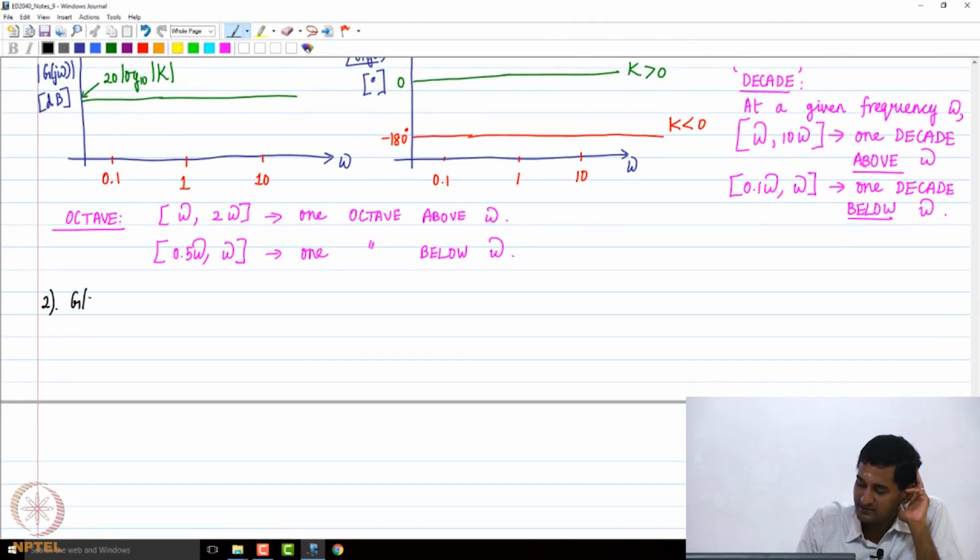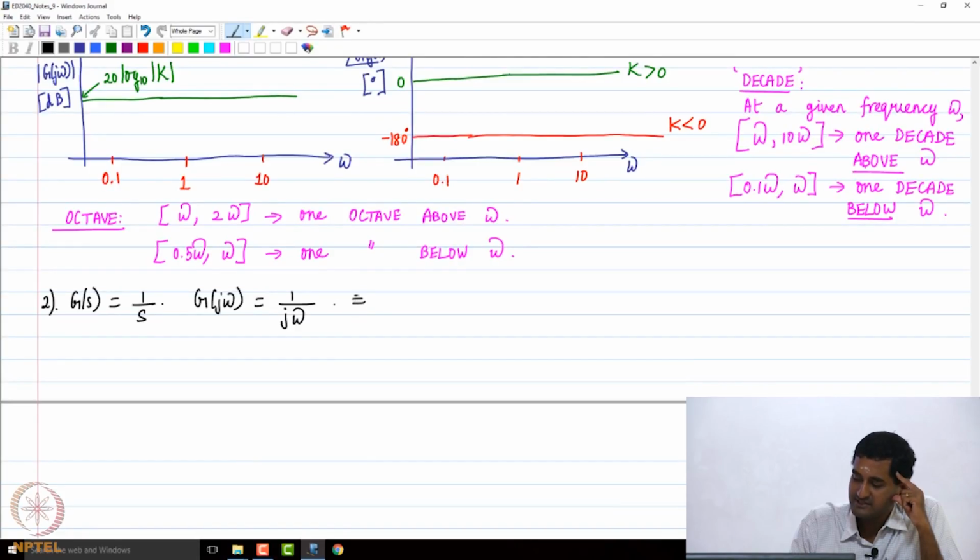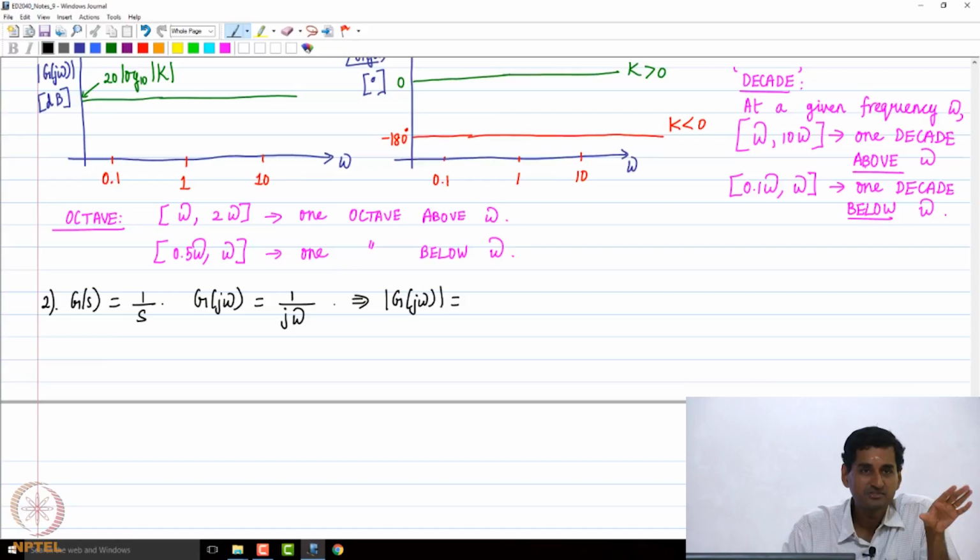So now let's plot the Bode diagram for 1 by s, right? So what's going to be the Bode diagram for 1 by s? So g of j omega is going to be 1 by j omega. So this implies that the magnitude of g of j omega is going to be, we discussed this yesterday, right? If you have a complex function that is a ratio of individual factors, the magnitude is going to be just the ratio of the individual magnitudes. So here it's going to be 1 divided by the magnitude of j omega.